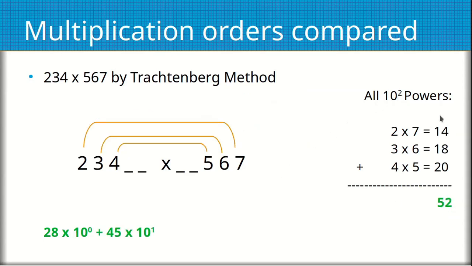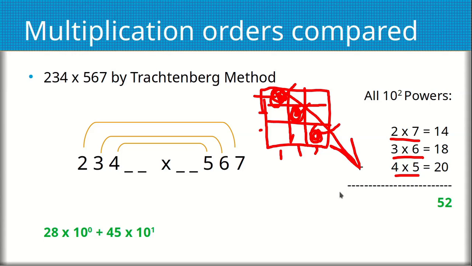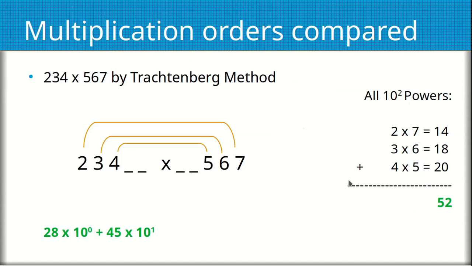Okay? Similarly, 10 to the 2 powers are in, if we look at our table again, I'm not going to rewrite the number, but you get the idea. We now want to add up this one, and this one. So we multiply whatever that is, and whatever that is, which happens to be 2 times 7, 3 times 6, and 4 times 5, right? This would be 2 times 7, 3 times 6, and this was 4 times 5, okay? We add them all up, and we get 52. That's our 10 to the 2 power number. Okay, so we write it down here.